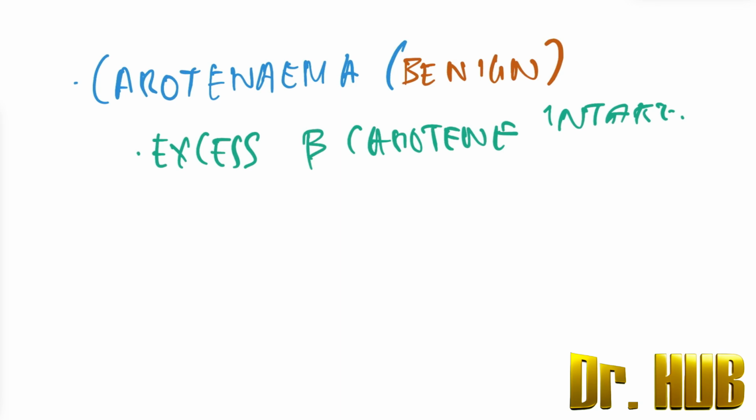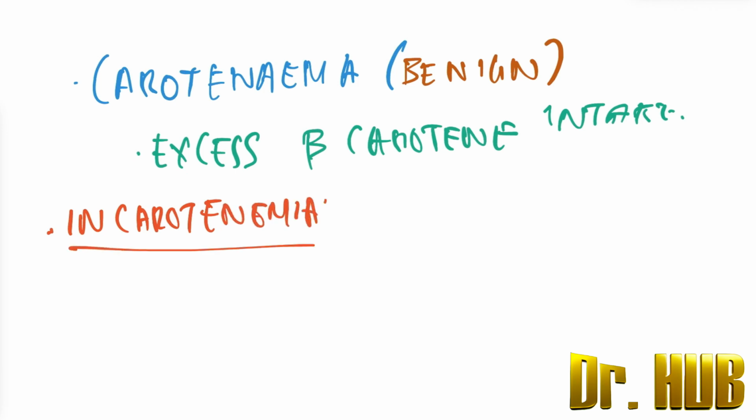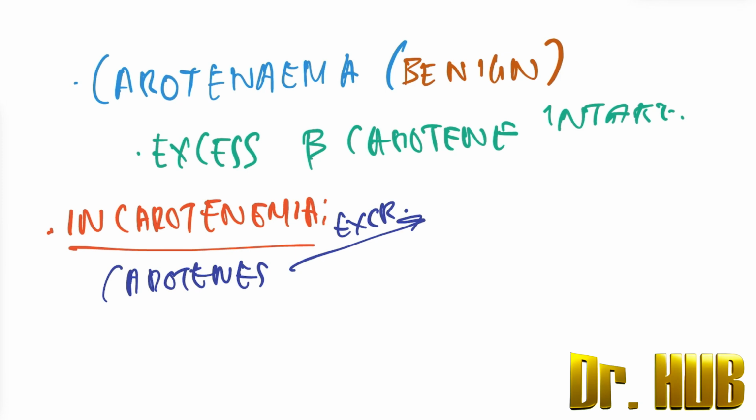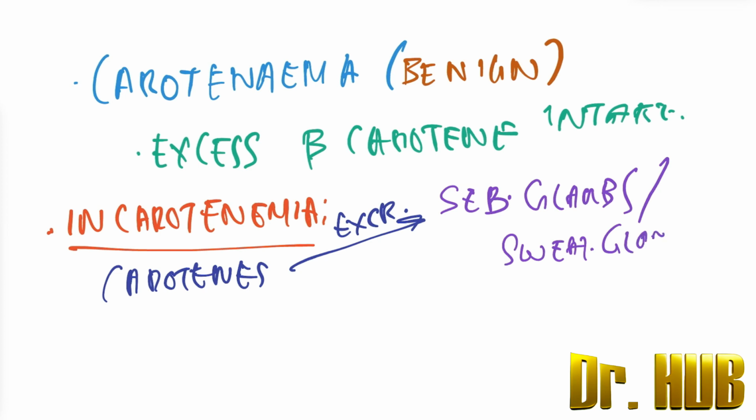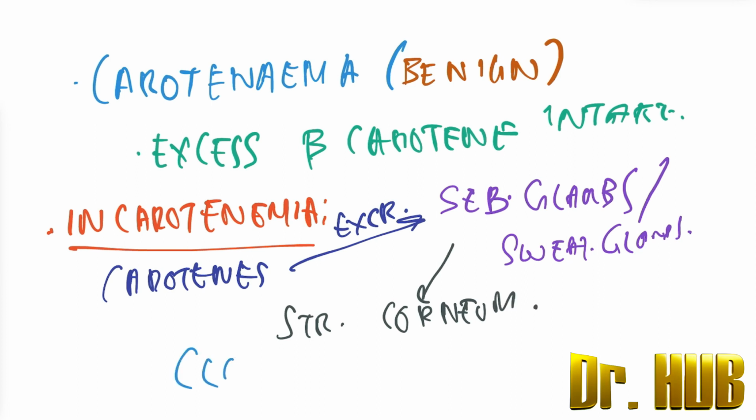In carotenemia, carotenes are excreted from the sebaceous glands as well as the sweat glands, and are ultimately deposited in the stratum corneum. This leads to keratoderma.